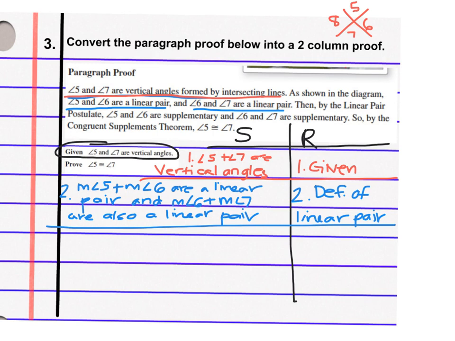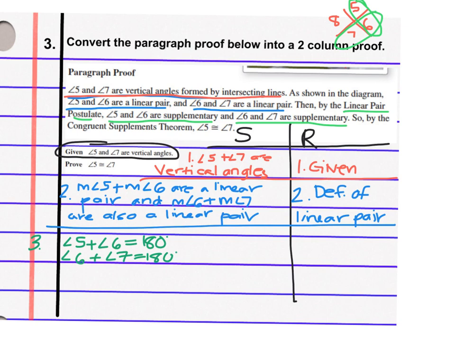All right. Then by the linear pair postulate, angle 5 and 6 are supplementary, and angles 6 and 7 are supplementary. So 5 and 6 are supplementary. If they're a linear pair, they're supplementary. 6 and 7 are also supplementary. So 5 plus 6, if they're supplementary, they add up to 180. That's how I'm going to write that out. 6 plus 7 are also a linear pair. They're also supplementary. What's my reason? It says right here, linear pair postulate, and that was also in your vocab for today.